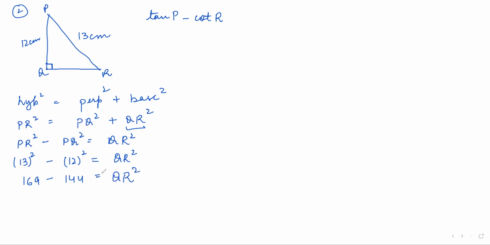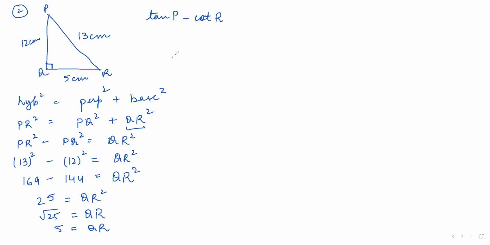So some common squares you can remember, right? Squares and square roots, at least up to 15 or up to 20, you should remember. So that thing makes your things easy. Now 9 minus 4 is 5 and 16 minus 14 is 2. 25 is equal to QR square and then under root of 25 will be your QR. That means 5 is equal to your QR, right? So your QR has come 5 centimeter. So now I know all the sides, I can find any trigonometric ratio now.